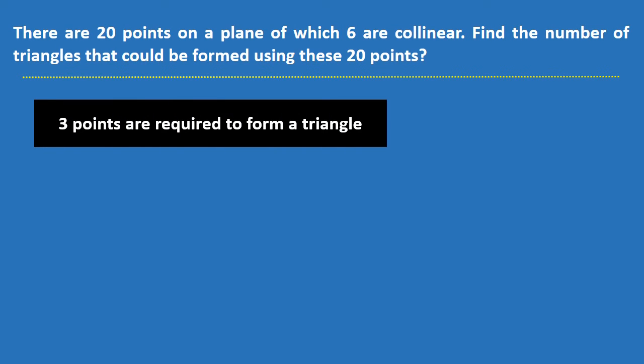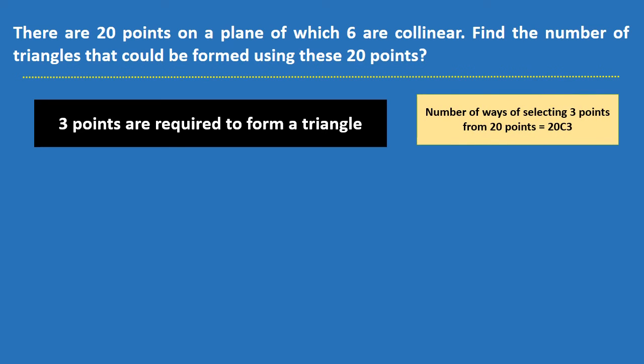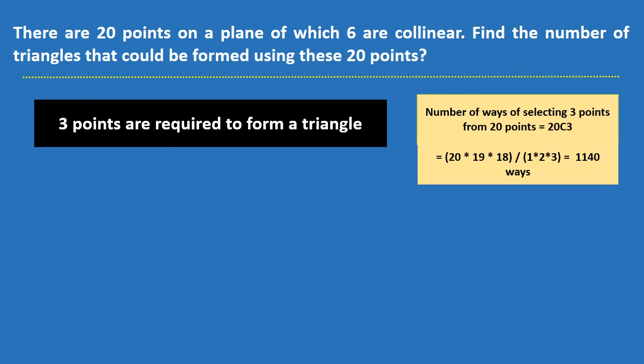Because 3 points are required to form a triangle, and we have in total 20 points, in how many ways can we select 3 points from the 20 points? It is possible in 20C3 ways, which is equal to 1140 ways.